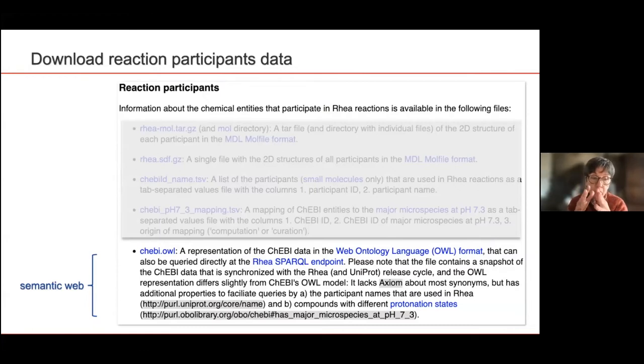And for semantic, we have an export of KB that is called KB.all. Just to warn you that this KB.all is different from the KB.all provided on the KB website, because it corresponds to the set of data that are synchronized with UniProt and Rhea. It contains additional information used by UniProt and Rhea, like a dedicated predicate for the major microspecies at pH 7.3, and also the name, the synonym with source UniProt, that is very useful in our case.